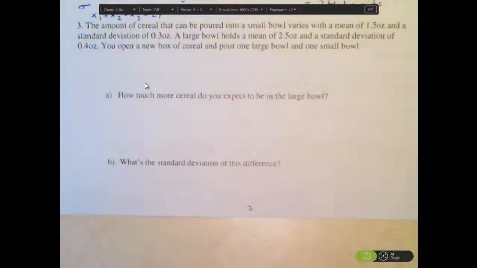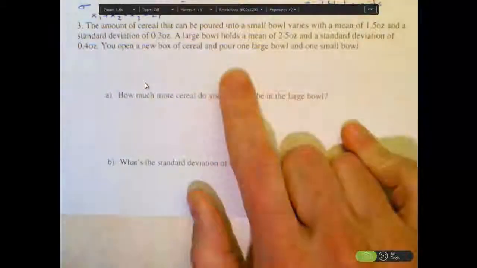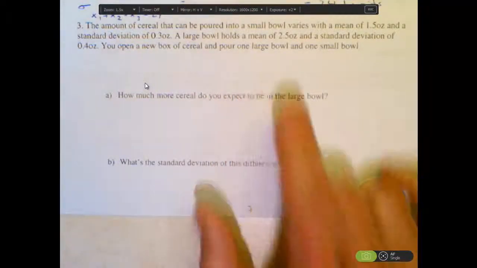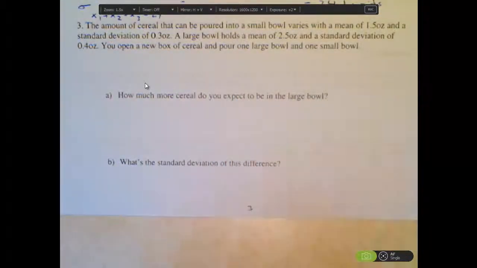So take a look at the question. It says the amount of cereal that can be poured into a small bowl varies with a mean of 1.5 ounces and a standard deviation of 0.3 ounces. A large bowl holds a mean of 2.5 ounces, standard deviation of 0.4. So we're pouring out 1 large bowl and 1 small bowl of cereal here. So I really have 2 random variables.